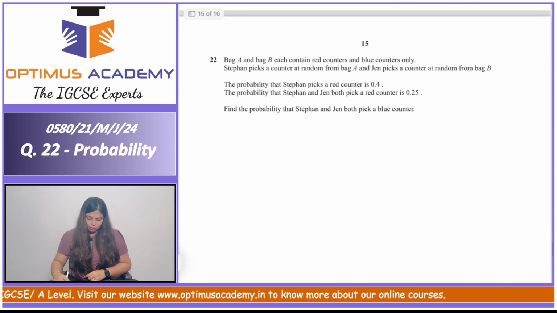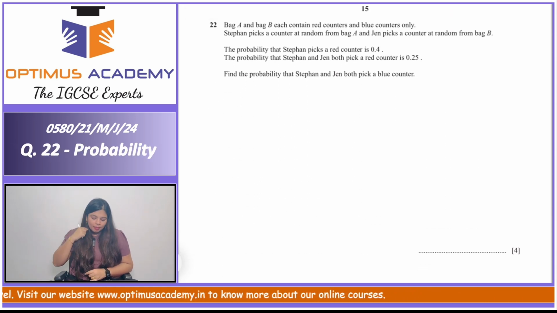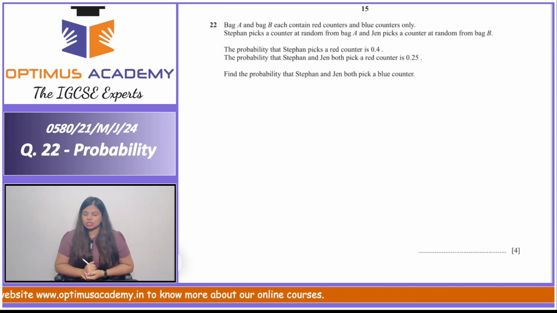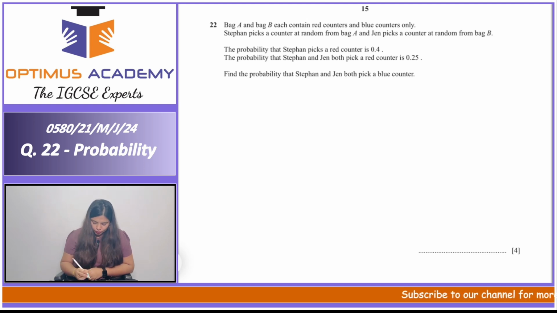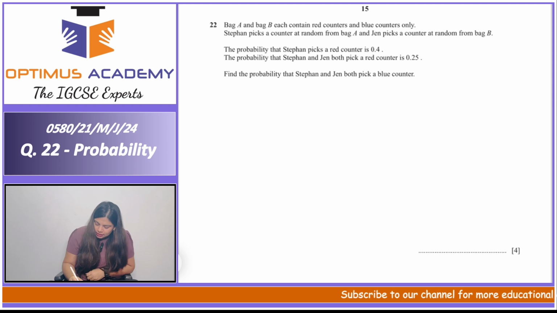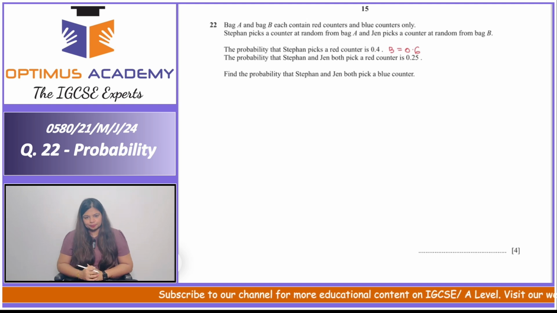Next, question 22. They are saying bag A and bag B each contain red counters and blue counters only. Stephen picks a counter at random from bag A and Zen picks a counter at random from bag B. So there are two bags and two people picking up the counters. The probability that Stephen picks a red counter is 0.4. So the probability that Stephen picks up a blue counter would be 1 minus 0.4, which is 0.6.